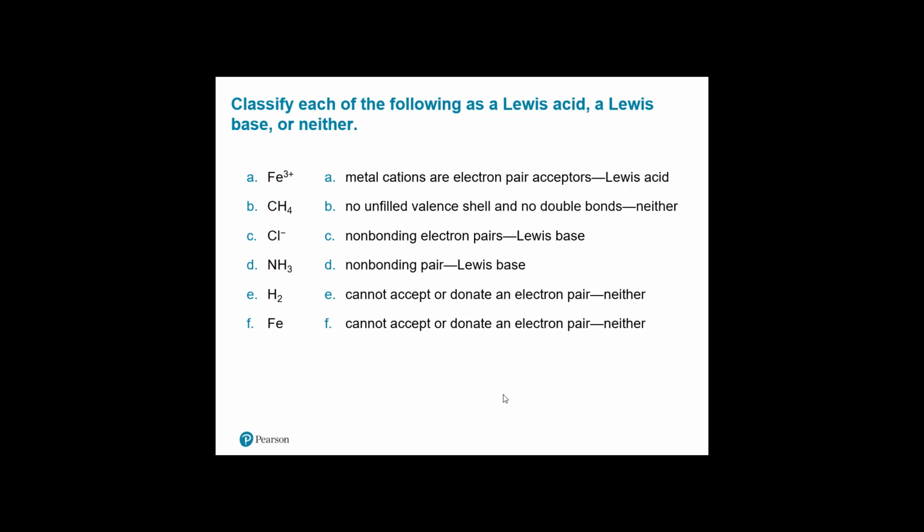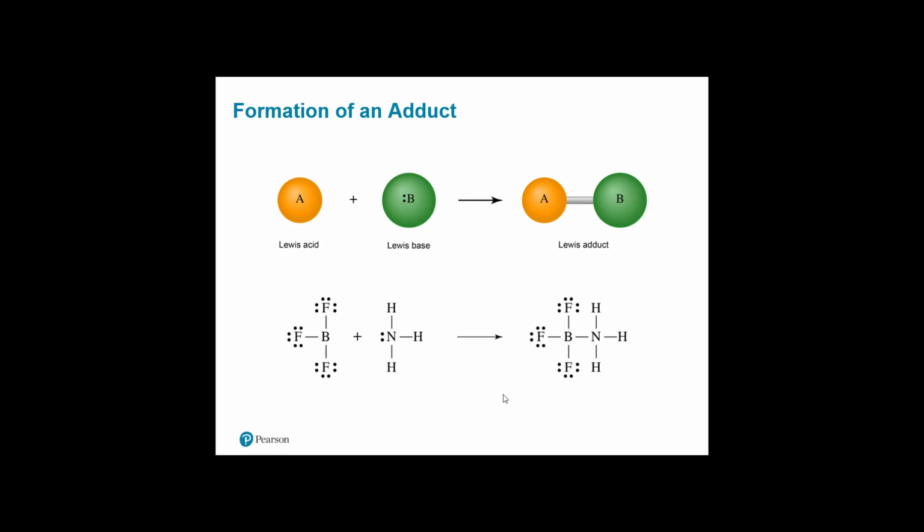Now we look at chloride. Chloride has a lone pair on it that can bond. It can donate to a Lewis acid, so it is a Lewis base. And ammonia, even though it's not shown here as well, has a lone pair on it, and it is also a Lewis base. It can donate that pair. Now hydrogen, this is a filled duet, so it's not going to do anything. It's stable in the way that it is, so it's neither. And iron by itself, not in an oxidation state, means it's a solid, and it's not going to do anything either.